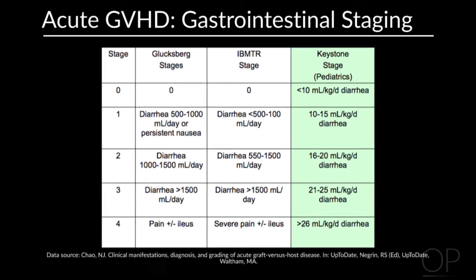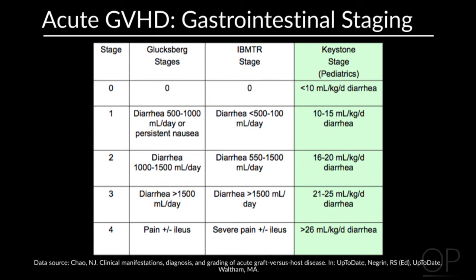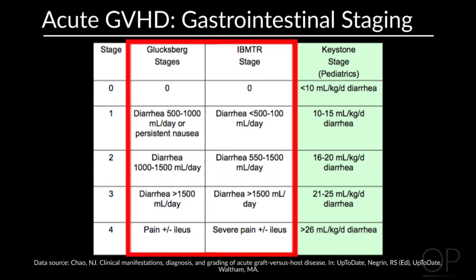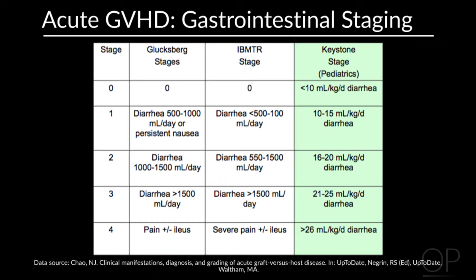There are 3 staging systems available for GVHD of the gut. That in green is that which is used for pediatrics because it takes into account the patient's weight. The problem with the 2 other scoring systems is that they do not take into account the patient's weight, and so a 16-year-old, for instance, with 500 cc's of diarrhea and a 2-year-old with 500 cc's of diarrhea would be staged the same, whereas we all know intuitively and clinically that those are not the same things.